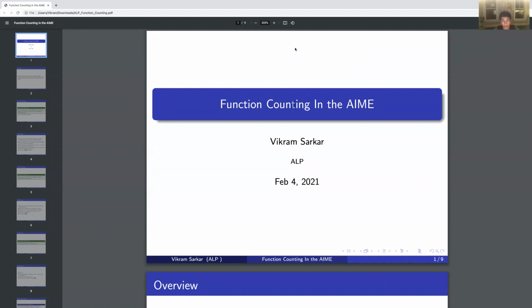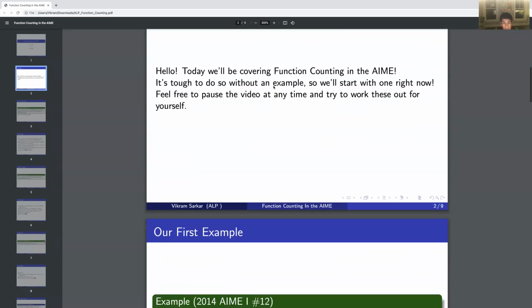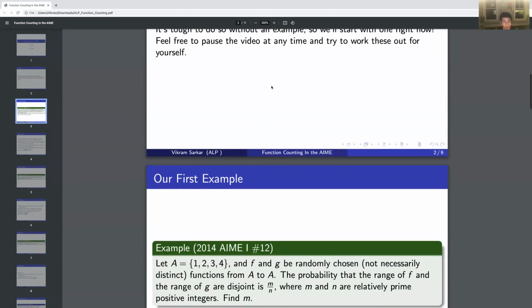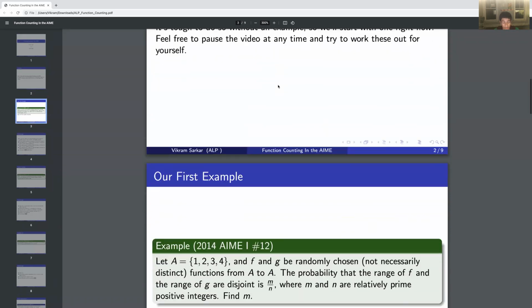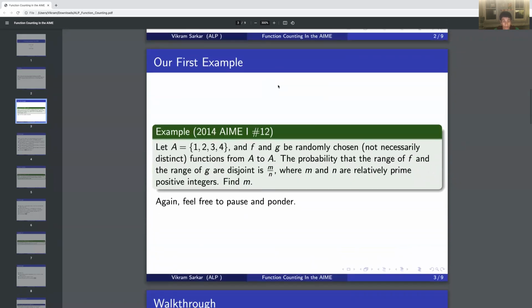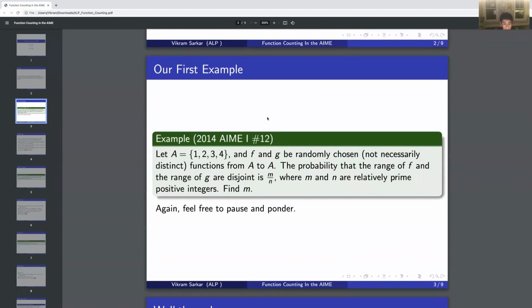Hello guys, today we'll be going over function counting in the AMC. So I need to scroll first. It's really hard to explain without an example, so I suppose I'll start with an example. This is from the 2014 AMC 10.